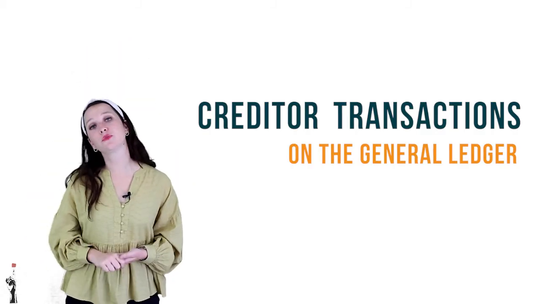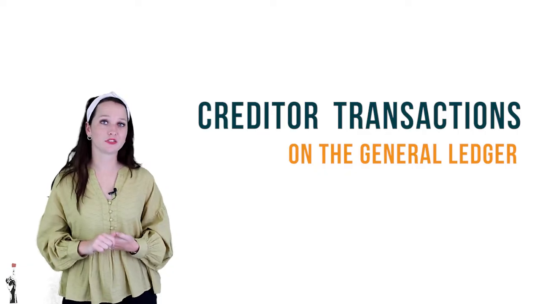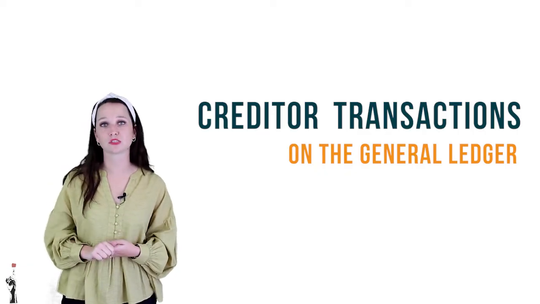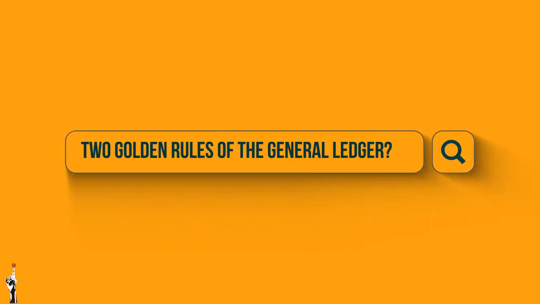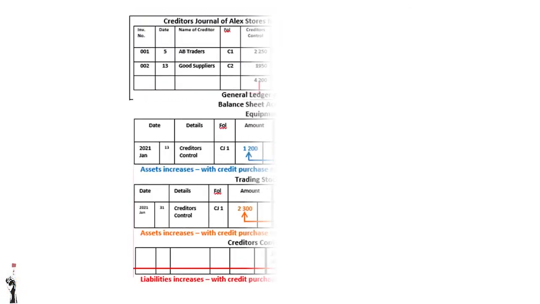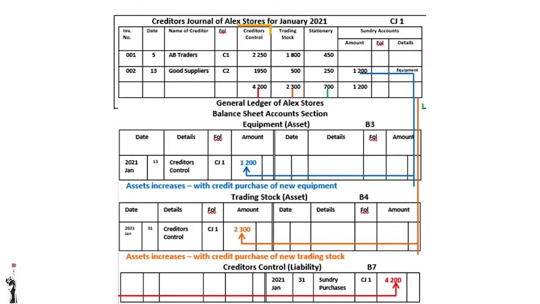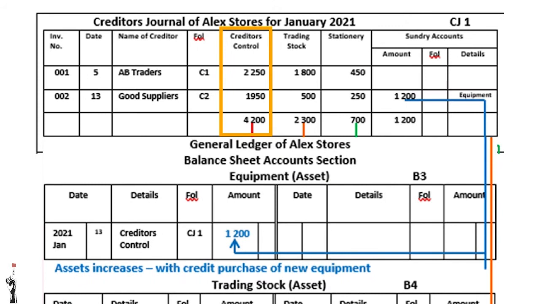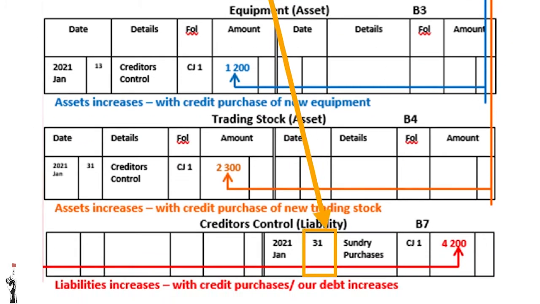Grade 9s, you will remember with the general ledger there are two golden rules. Let's quickly revise these golden rules. If a column total is recorded in the general ledger, you will post the column total to the ledger on the last day of the month.